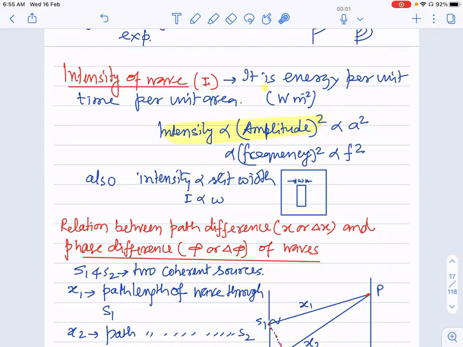Amplitudes can be managed. Different amplitudes can be by changing the shape and size of the slits. Or in case of waves, we can see frequency can also be different. In case of sound sources, sound may be different source. Different sources can be there to have the constant phase difference always.